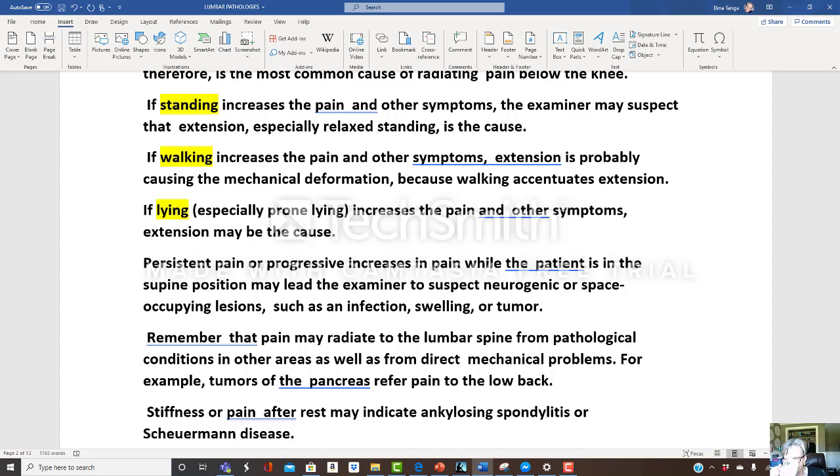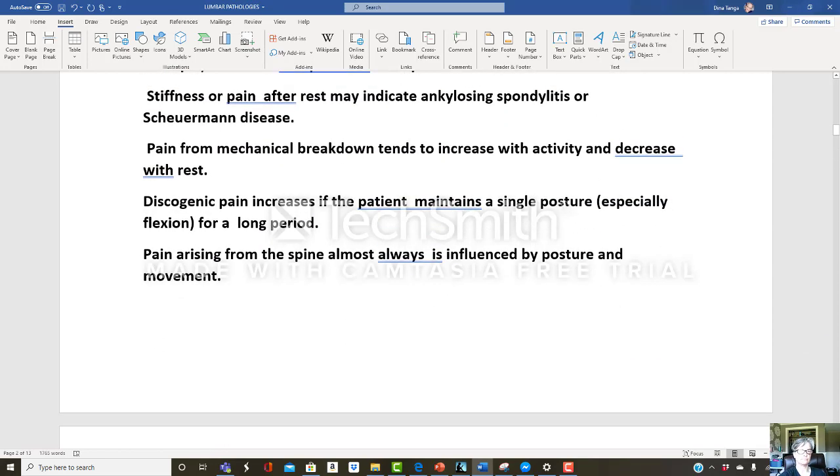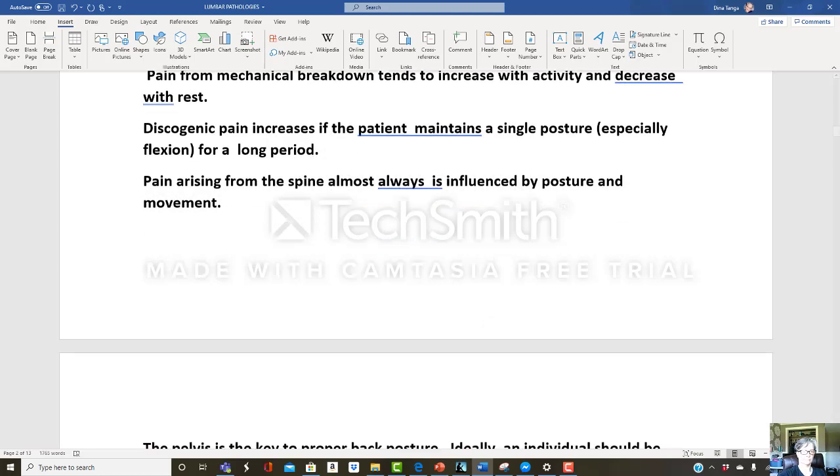Remember that pain may radiate to the lumbar spine from pathological conditions in other areas as well as from direct mechanical problems. For example, tumors of the pancreas refer pain to the low back. Stiffness or pain after rest may indicate ankylosing spondylitis or Scheuermann disease. Pain from mechanical breakdown tends to increase with activity and decrease with rest. Discogenic pain increases if the patient maintains a single posture, especially flexion, for a long period. Pain arising from the spine almost always is influenced by posture and movement.